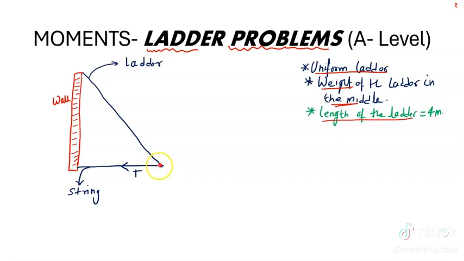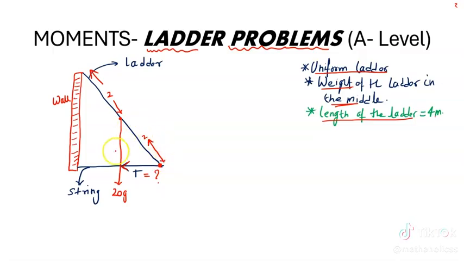Here, the bottom bit of the ladder is tied with a string and the tension is T. This is what we need to calculate. And its weight is acting in the middle. Suppose its weight is 20, so let's take 20 G. The ladder weight is 20 kg, so I have taken 20 G here. And the length is 4 meters, so it will be in the middle, 2 meters to here and 2 meters here.